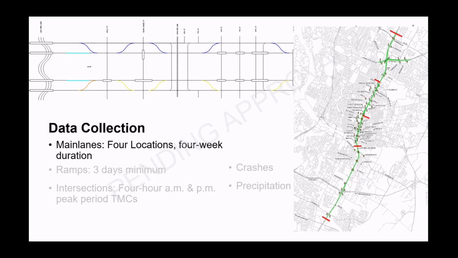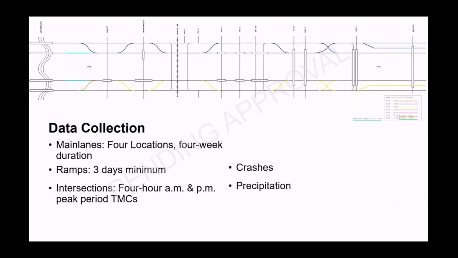So we did the main lane counts. We did ramps for 3 days at minimum, based on the high number of ramps, 80 plus, that needed to be collected. It was just not feasible to get collections for every single day within the 28-day period, so we had to do that.